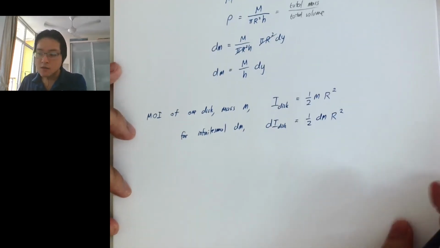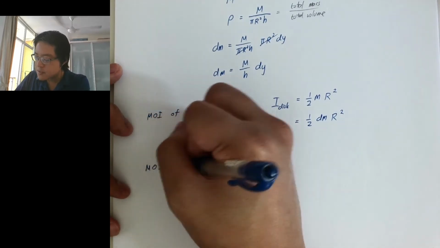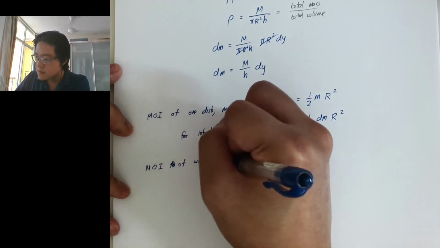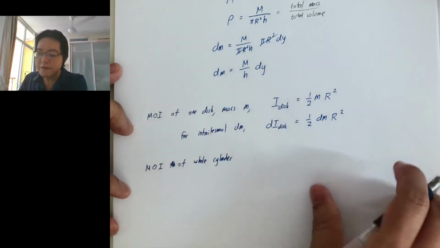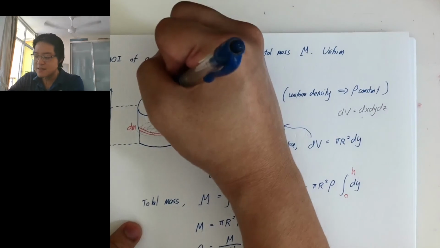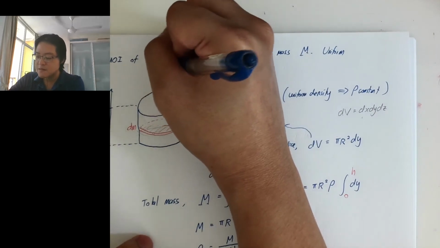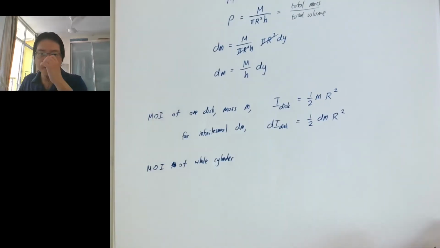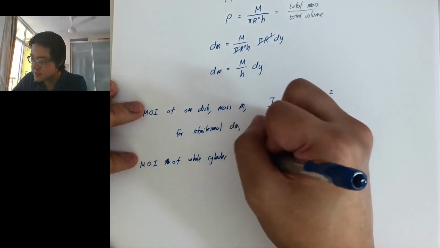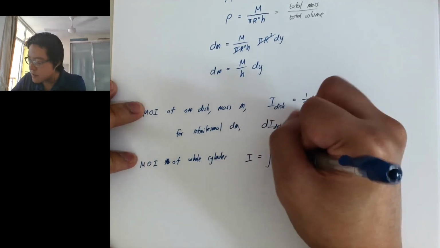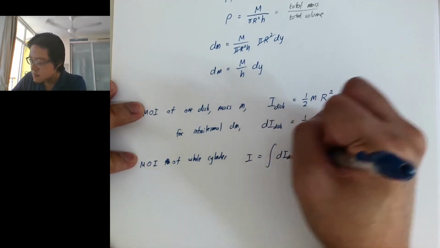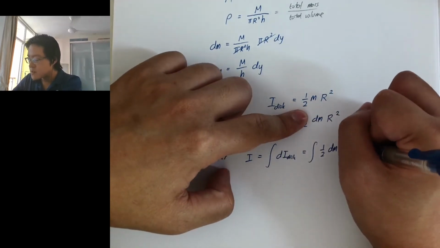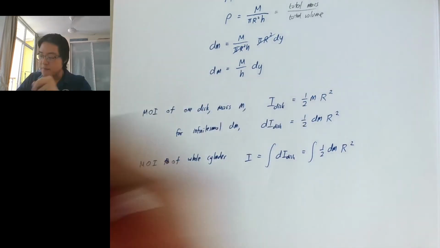Okay, so the moment of inertia of the whole cylinder. Oh, I forgot, but we assume the axis is passing through the center, so the cylinder is rotating about the center. The moment of inertia of the whole cylinder is I, and we can integrate over the whole thing. So we just plug in half dm r square, and the dm expression is over here.